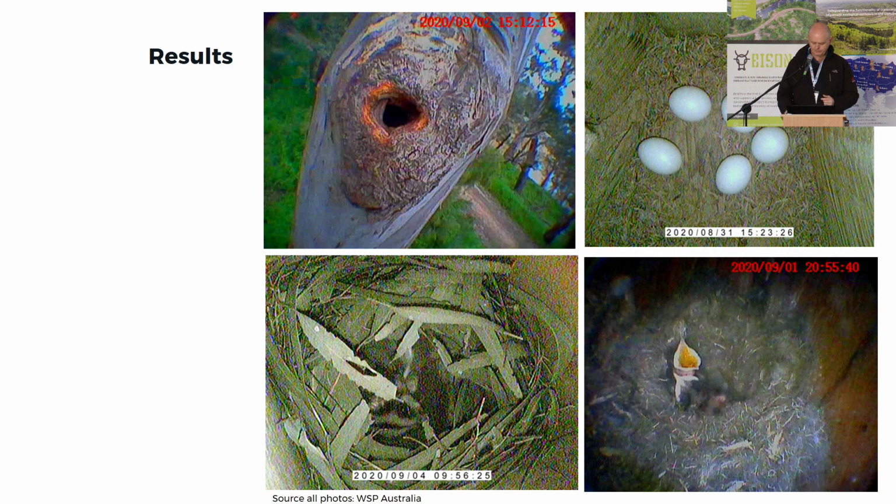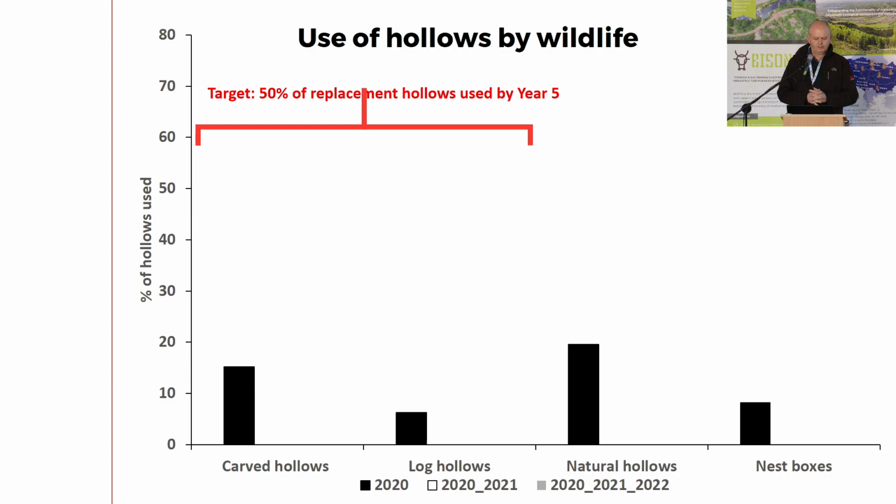They all demonstrate use. The condition of approval, or the measure of success that the regulator said, was that by year 3 or year 5, which was 3 years after construction, 50% of the replacement hollows had to be used by wildlife. I don't know why 50% and not 55 or 60, but in any case, that was the target.